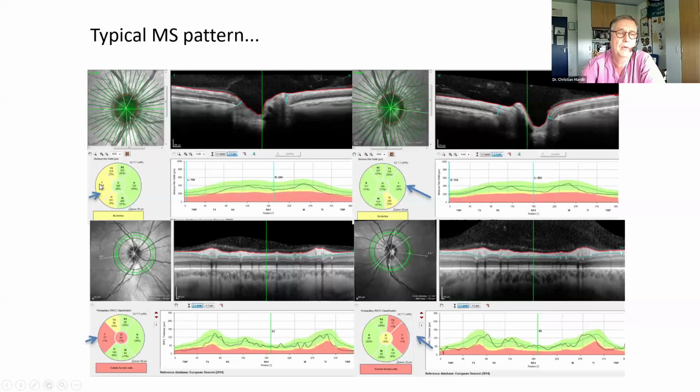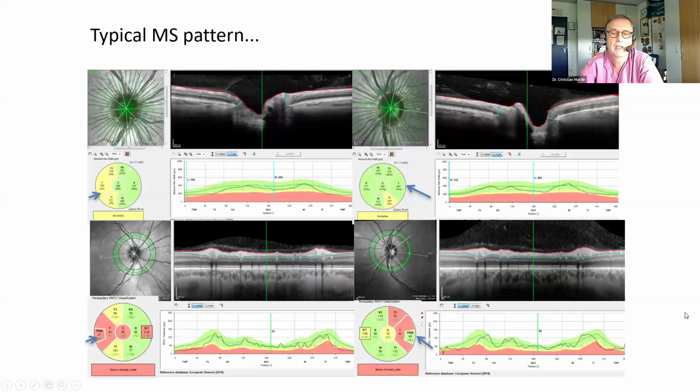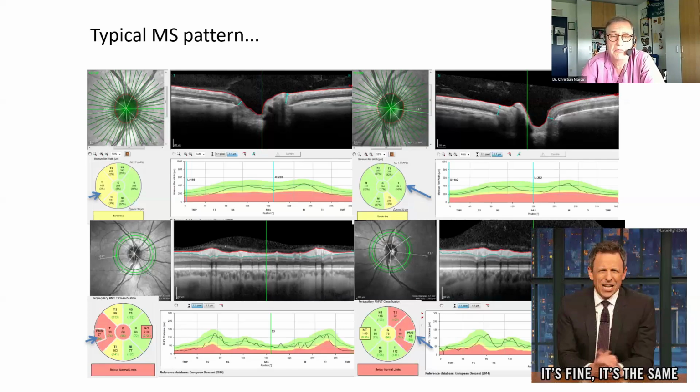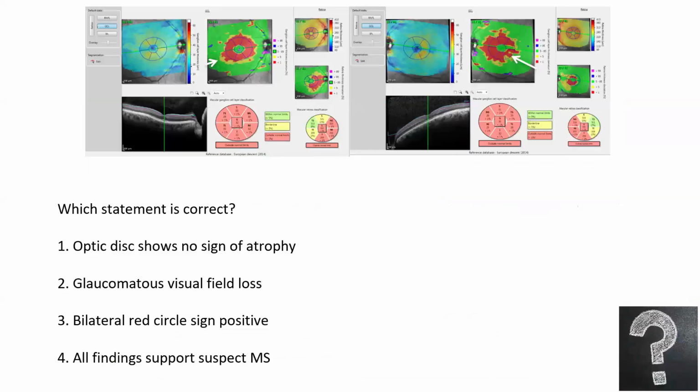Atrophy of the rim a little bit on the temporal side, temporal inferiorly, thinning of the nerve fiber layer pronounced temporally on both sides. And when we look a little bit closer in the papillomacular bundle, you will realize that on the right-hand side, we have a problem. On the left-hand side, a little bit less with the central papillomacular bundle. So, okay, you would say multiple sclerosis, it's fine, it's the same.